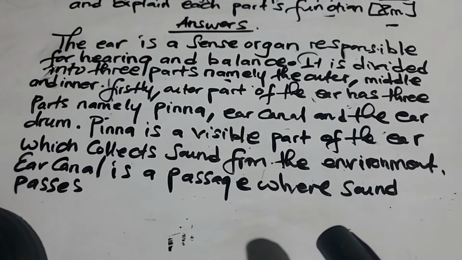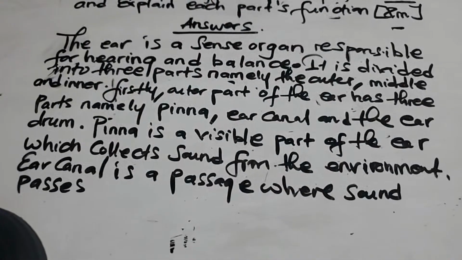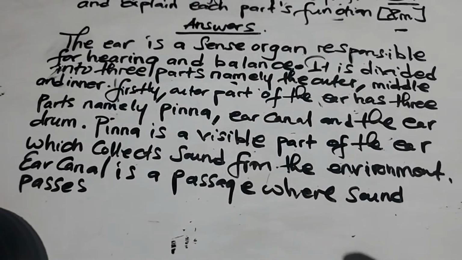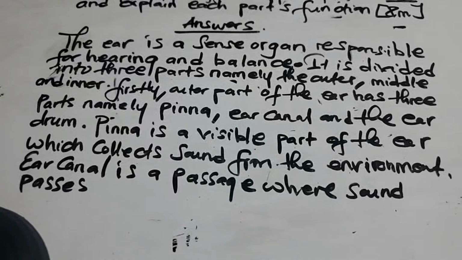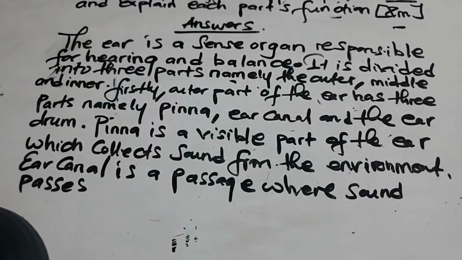Is it way too simple, guys? Are we enjoying it? Is it way too straightforward? So pinna is a visible part of the ear which collects sound from the environment. So ear canal is a passage where sound passes.